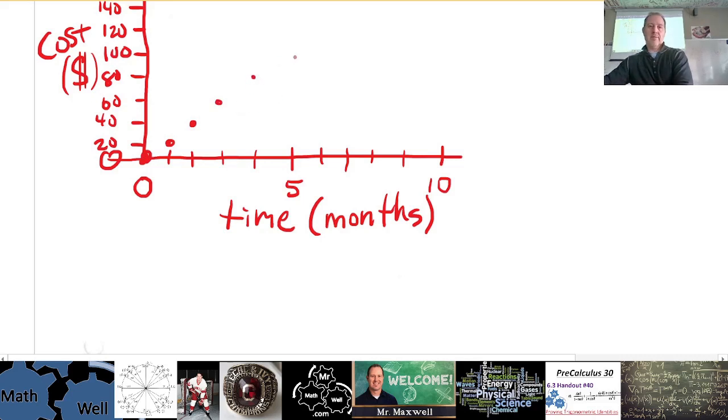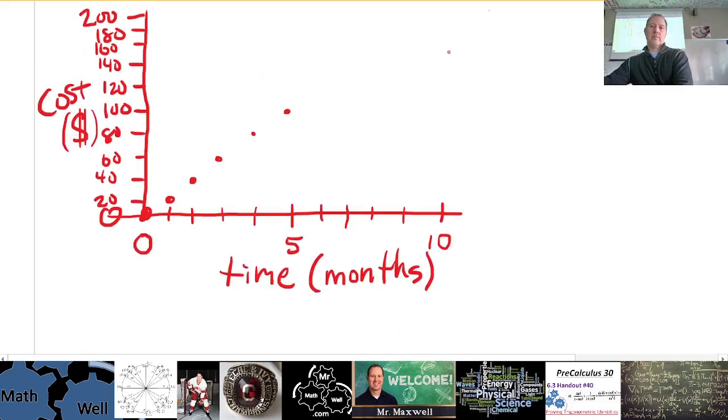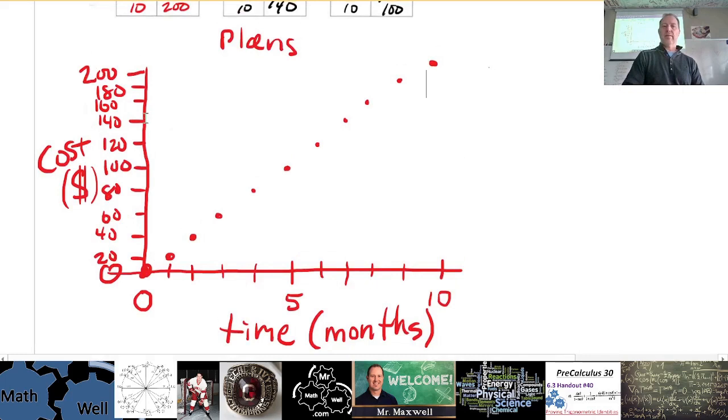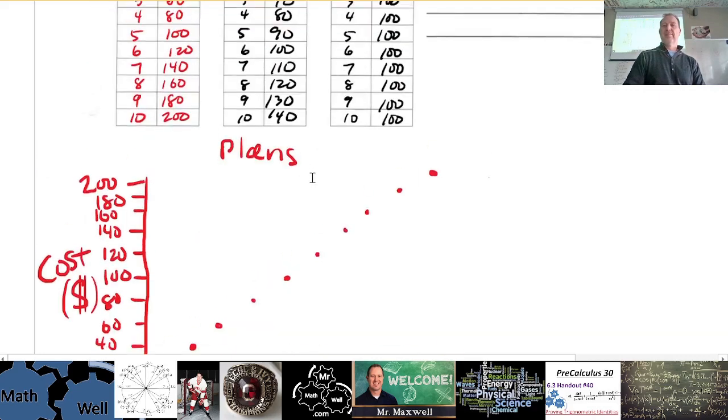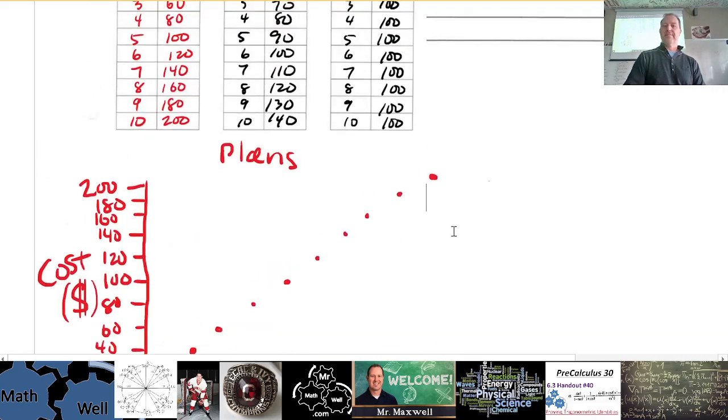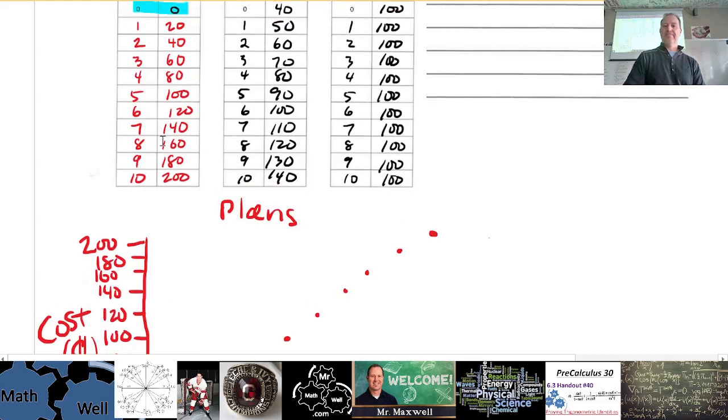4, 80, 5, 100, 6, 120, 7, 140, 8, 160, 9, 180, and 10, 200. So if you've drawn your scaling, spread out nice and evenly, you should have points that form a straight line, right? It's a linear relation because we've gone up the exact same amount every time. You go up 20 every time.